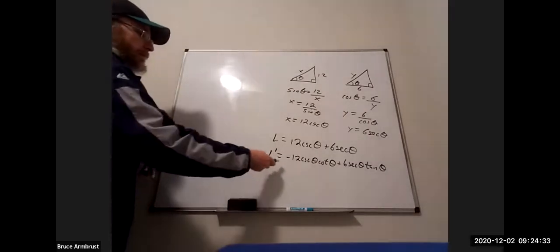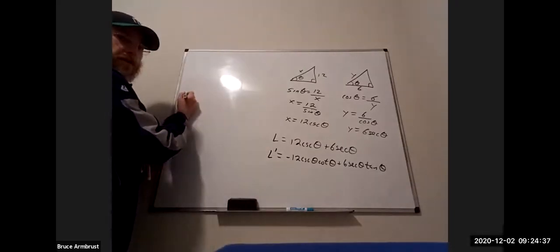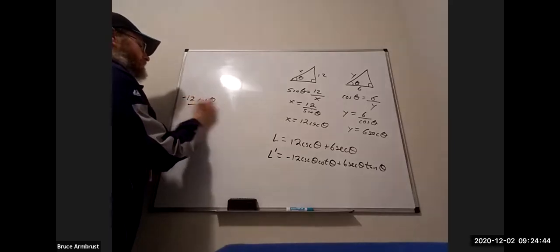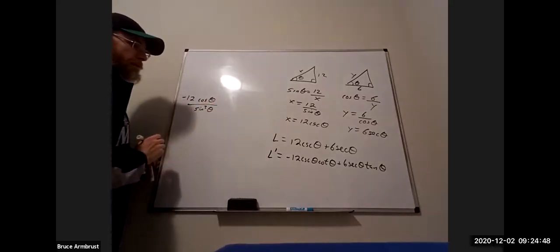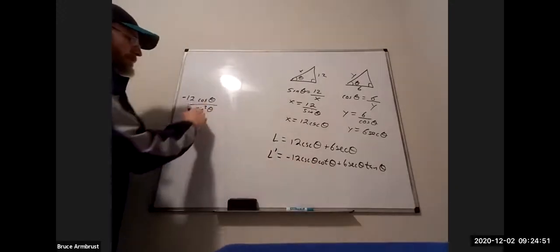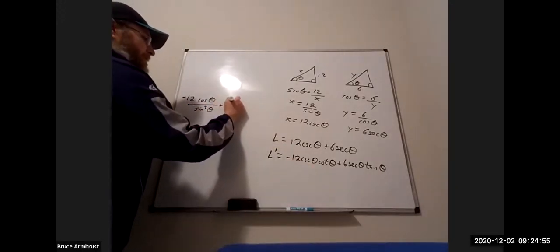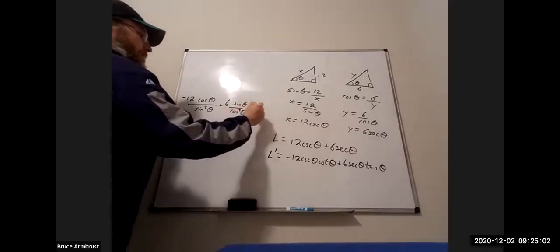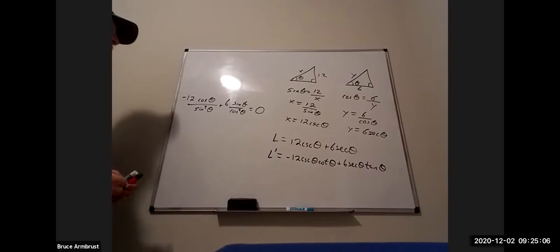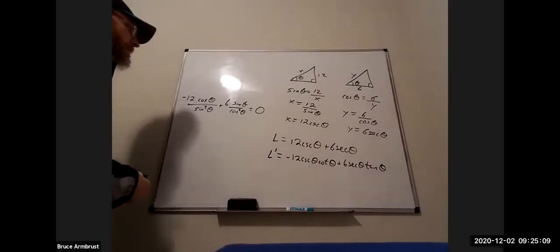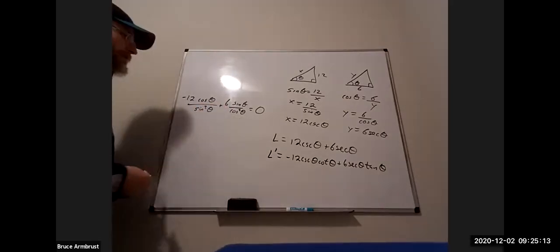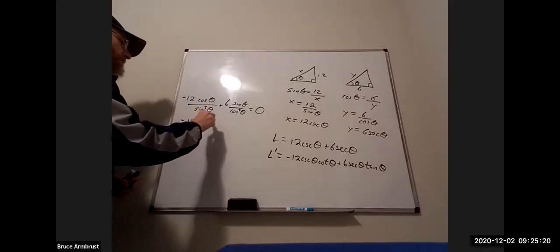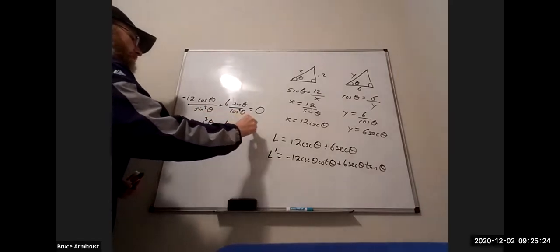So let me rewrite this in terms of sines and cosines. I've got minus 12 cosine of theta over sine squared theta, because cosecant's 1 over sine, cotangent is cosine over sine. The other one, I get plus 6 sine of theta over cosine squared theta. And I want to know where that equals 0. So I'm going to multiply by sine squared cosine squared just to get rid of the fractions here. So I get minus 12 cosine cubed plus 6 sine cubed equals 0.